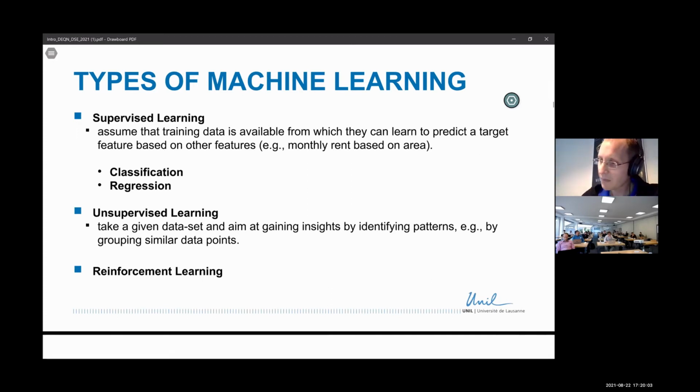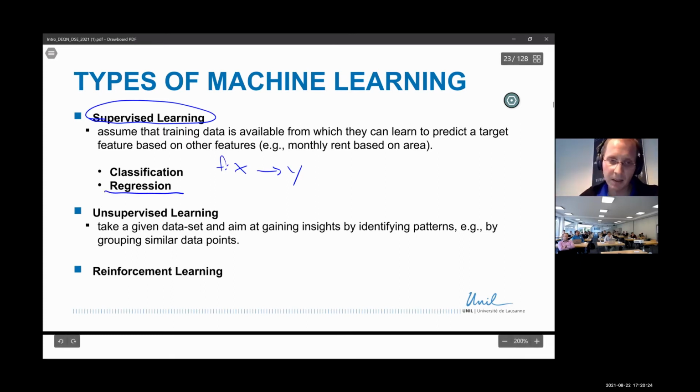There's supervised machine learning, where you essentially have X to Y. So you're looking for a map X to Y. And there you have two types, classification and regression. If you want to do prediction for a continuous variable, that would be regression, as in the typical econometrics exercises, or classification if you have a discrete value to predict.